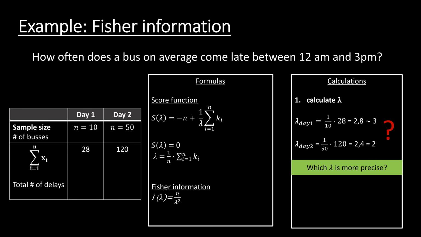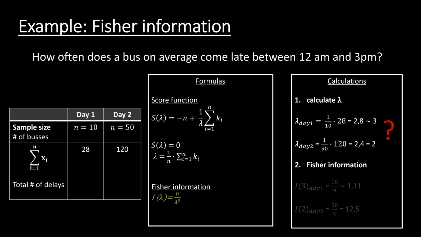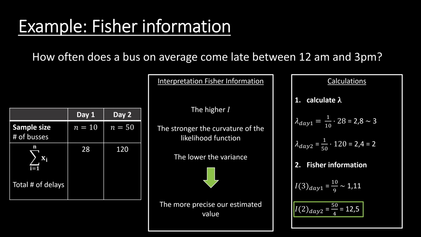In order to find out how precise a lambda estimation is, we use the Fisher information. Again, basically plugging in our values into the formula and calculating the Fisher information. But how can we interpret these values? The Fisher information is a measurement to calculate the curvature of the likelihood function. The higher the value, the stronger the curvature, and thus the lower the variance and the range of the values our lambda can take. Hence, our estimated value is more precise for a higher Fisher information.